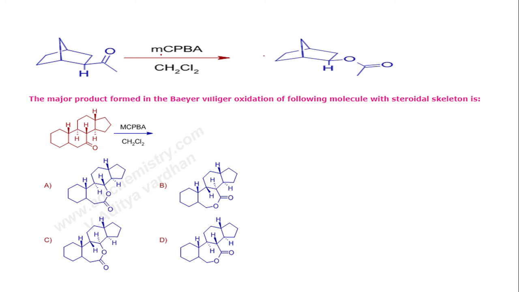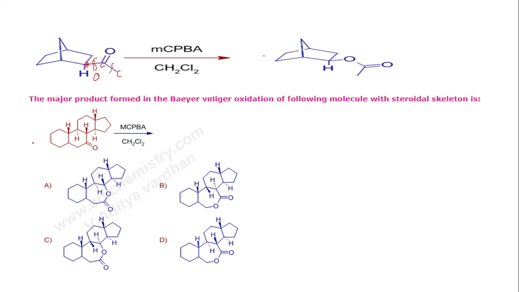See here, MCPBA is given, and here the carbonyl group is here, so we will break from here or from here. So from this carbon and this carbon, this is the highly substituted carbon, so we will add oxygen here.